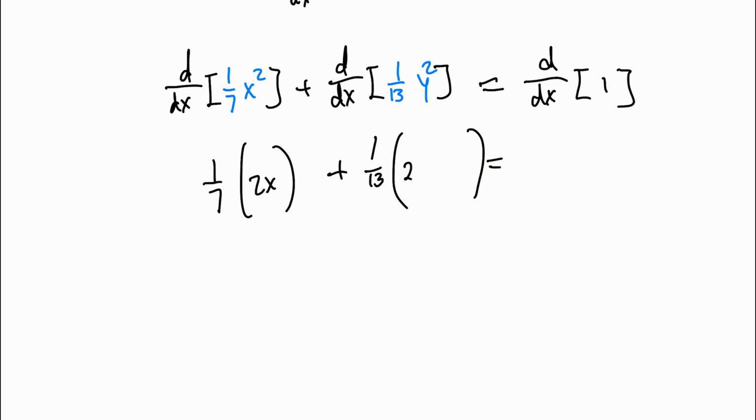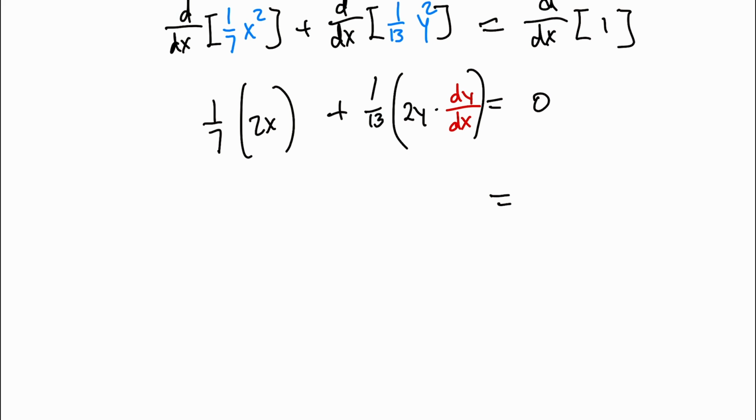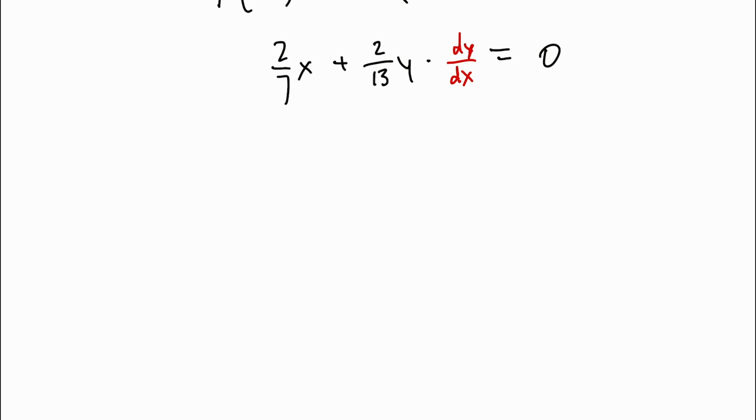So that would be 2y times, using the chain rule, the thing that we actually want. I will color that in red, dy over dx, and the right hand side is just 0. Let's simplify that. That's 2/7 x plus 2/13 y times what we want, dy over dx, is equal to 0. And we can move this to the other side: 2/7 x, and that's 2/13 y times what we want.